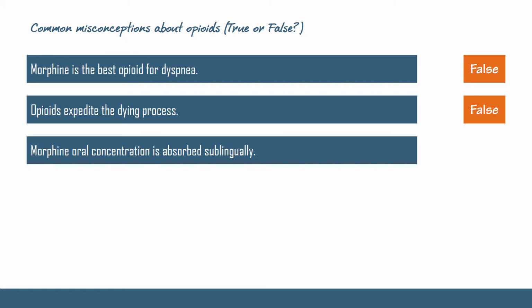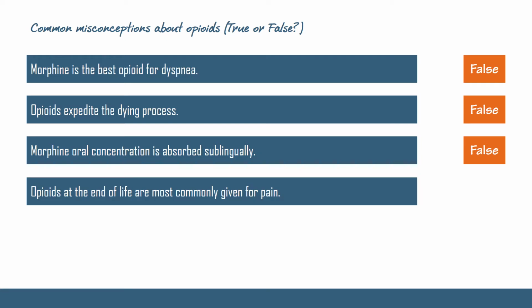Oral concentration morphine is absorbed sublingually. That is false. Morphine has to get to the GI tract. It does need to be swallowed or trickle down the back of the throat. It is not absorbed buccally through the cheek. Fentanyl is the only opioid that can absorb buccally.